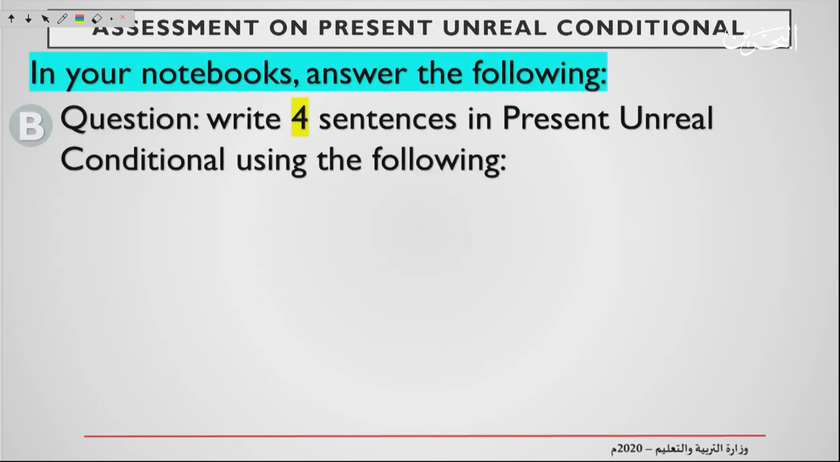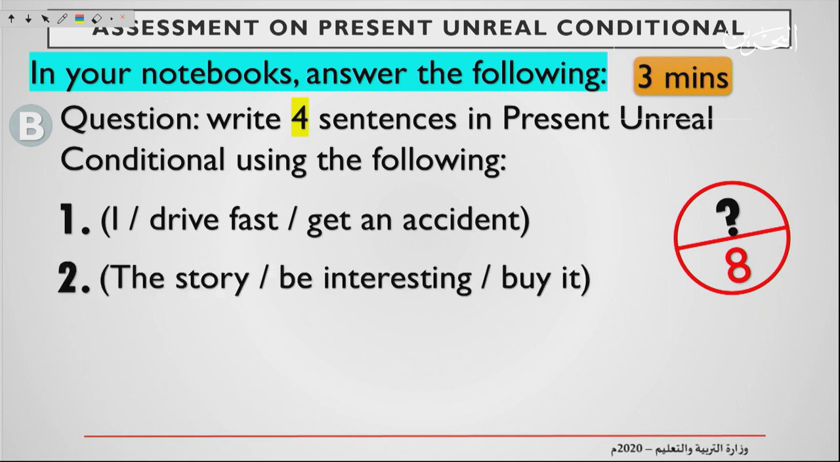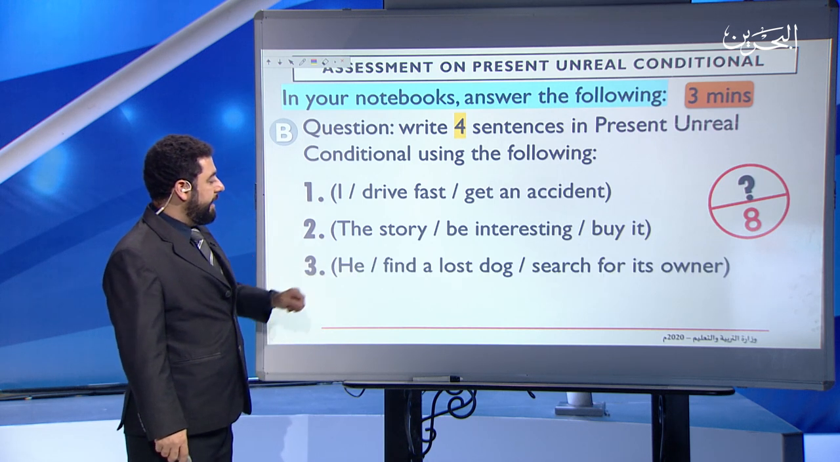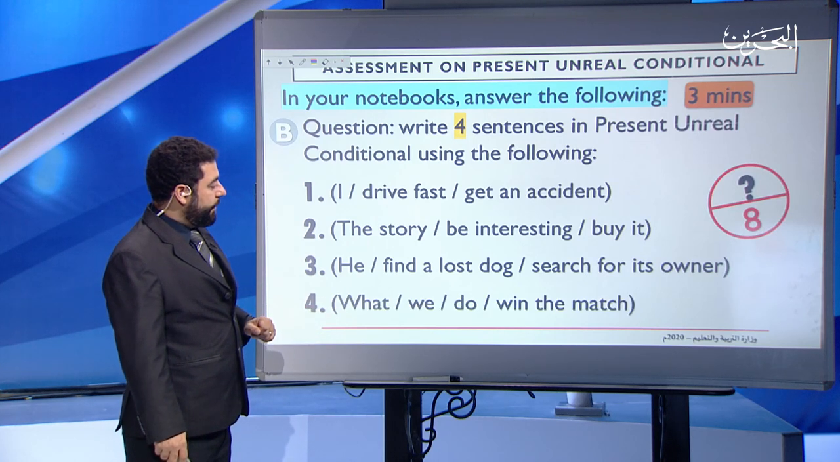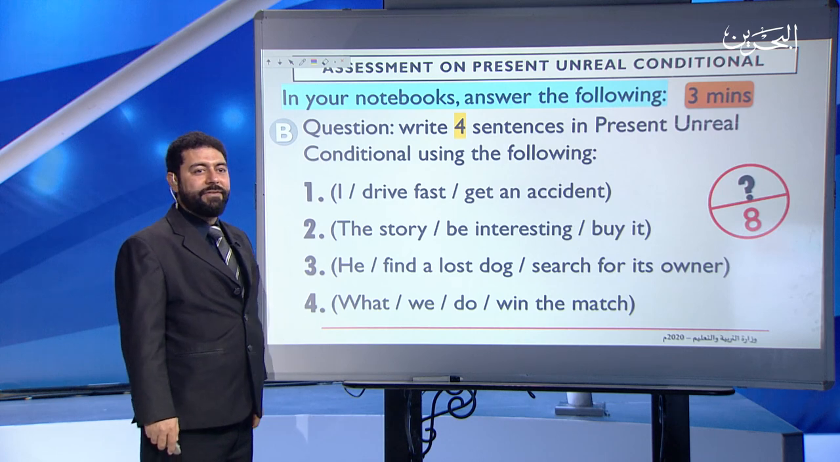Task number five. In your notebooks, answer the following. B. Question. Write four sentences in the present and real conditional using the following. And you have a mark of eight. The first one. I, you have to combine all of these. I plus drive fast plus get an accident. Join all these into a conditional. Second one. The story, be interesting, buy it. Third one. He find a lost dog, search its owner. Four, what we do when the match. You have to combine all of them, okay, in one present and real conditional. And you have 3 seconds.